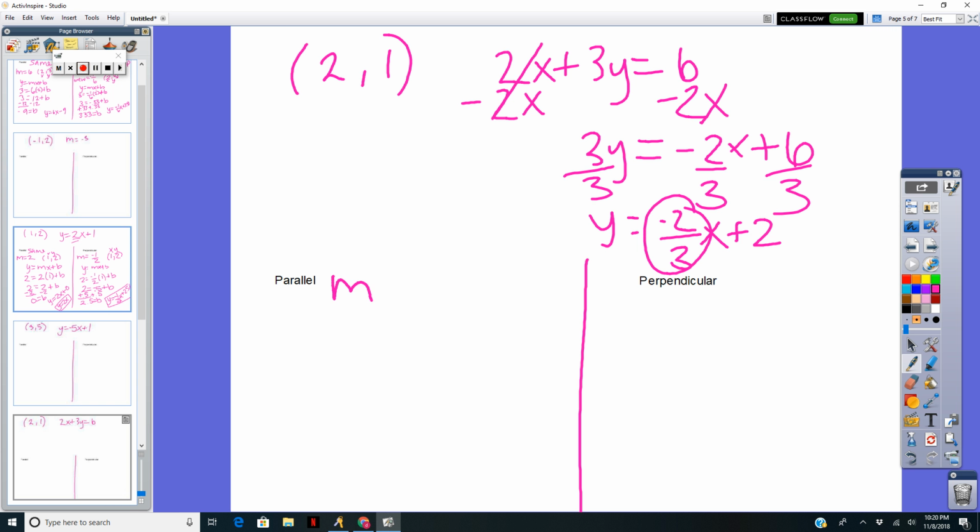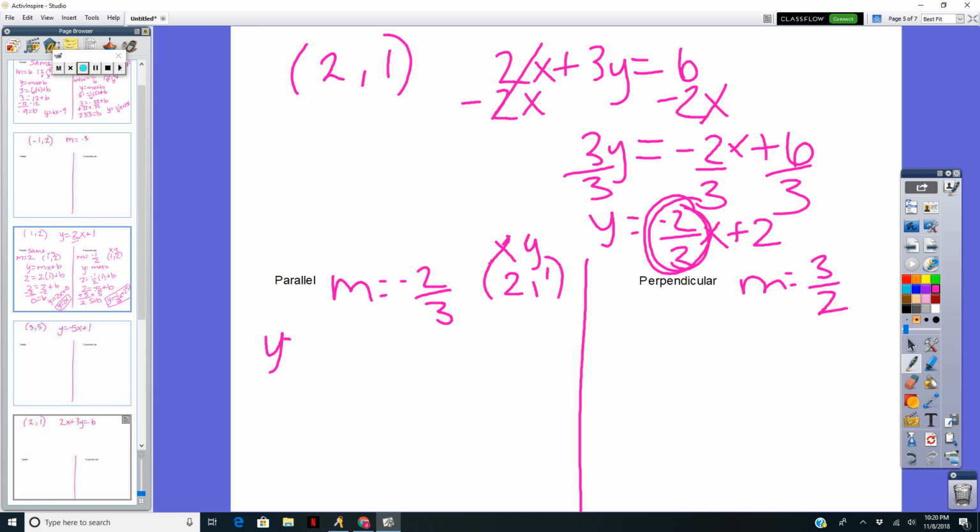Again, I only care about the slope. If they are parallel, I'm going to use the same slope. If they are perpendicular, I'm going to flip it over. And I'm going to make, since this one over here is negative, this one's going to be positive. Okay? And I'm still using the same point, 2, 1, labeling it x, y.